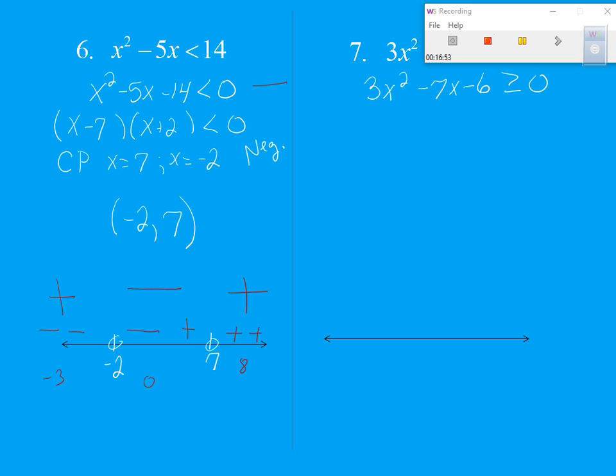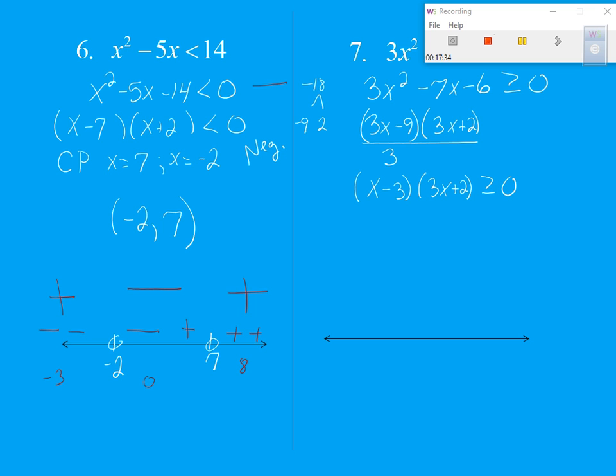This is one of those frowny face factoring ones. 3 times negative 6 is negative 18. Two numbers that multiply to be negative 18. Looks like negative 9 and 2. I'm going to go 3x minus 9, 3x plus 2, and I need to divide by 3. So factored is x minus 3 and 3x plus 2 greater than or equal to 0.